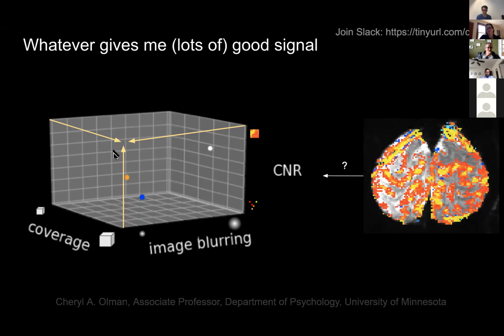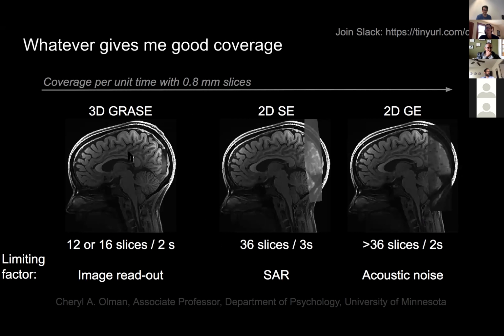So I think we're all reaching for this front corner of the space, but we also know we can't be there. And so what I'm talking about is the sacrifices and the decisions we make about which dimension we're going to sacrifice on. So I'm going to frame these comments in the context of a recent experiment where I was trying to decide whether to use a 3D GRASE or a 2D spin echo or a 2D gradient echo acquisition.